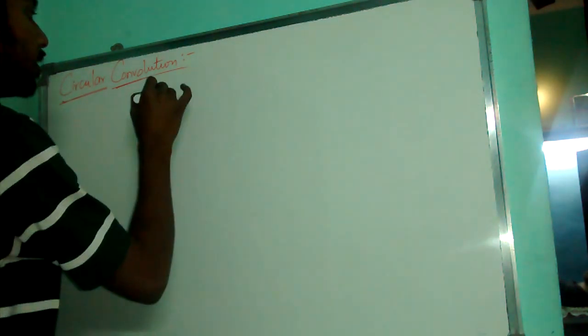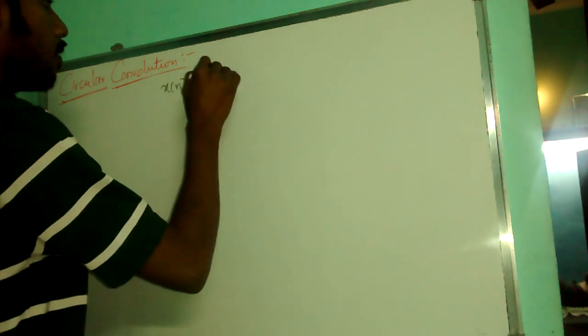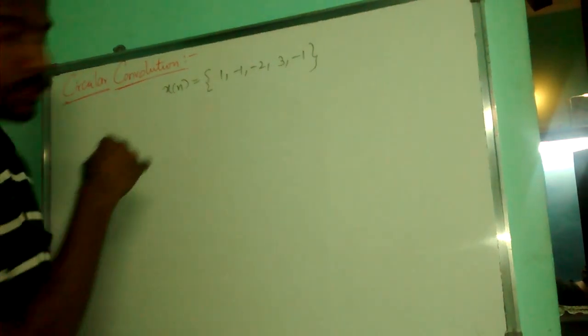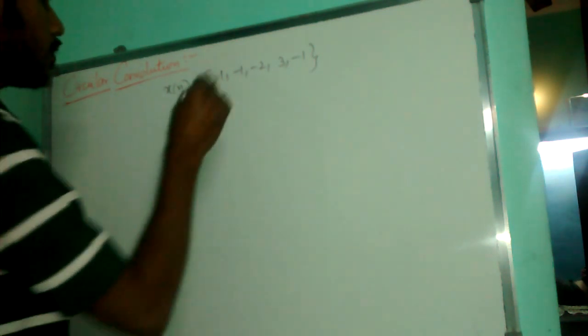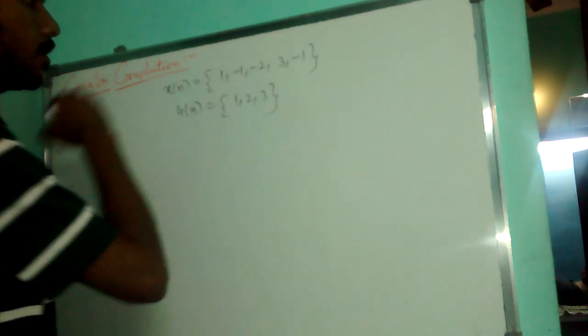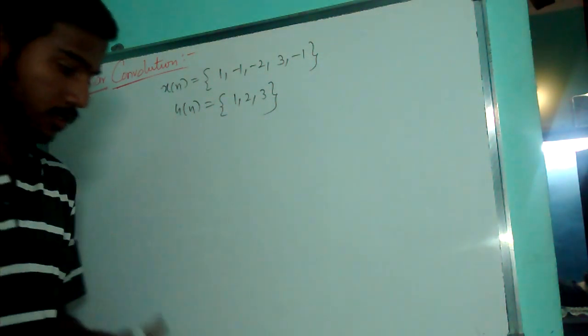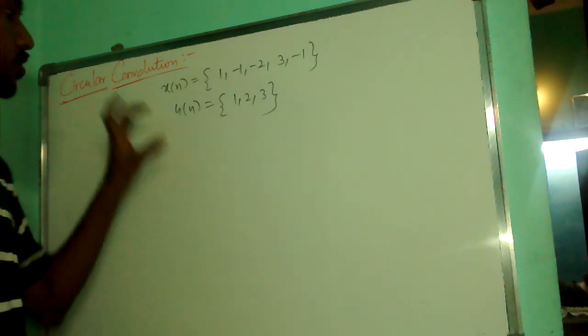Now, we'll consider one example and we'll solve it. Consider x of n is equal to 1, minus 1, minus 2, 3, minus 1, right? h of n is equal to 1, 2, 3, right? These are the given sequences and they are asking us to find the circular convolution of these two sequences.